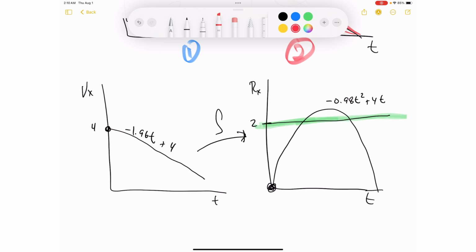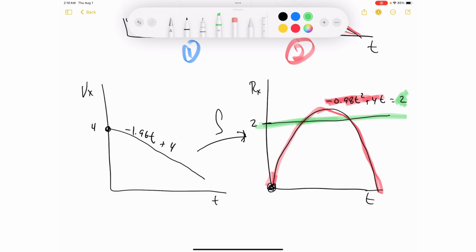And then there's the other line, this one, or 2 functions. The red function is negative 0.98 t squared plus 4t. And then the other one, make this green. This is the green function. So y equals negative 0.98 t squared plus 4t. And then the other function is y equals 2. So I have 2 functions. And what I want to know is where do they intercept each other?